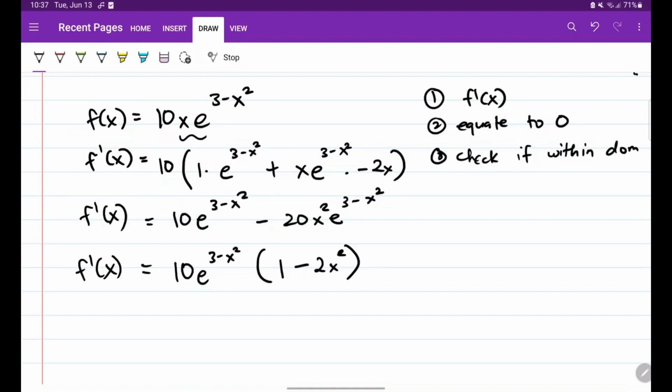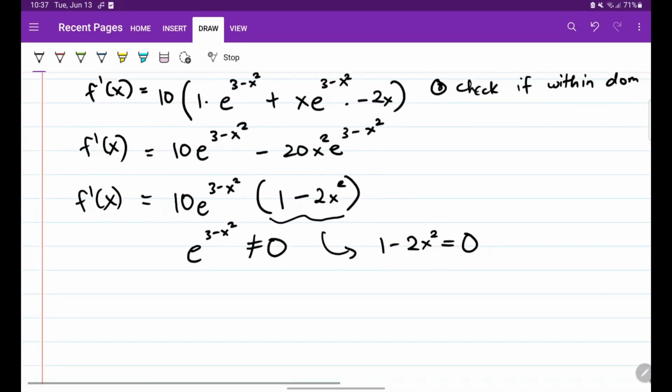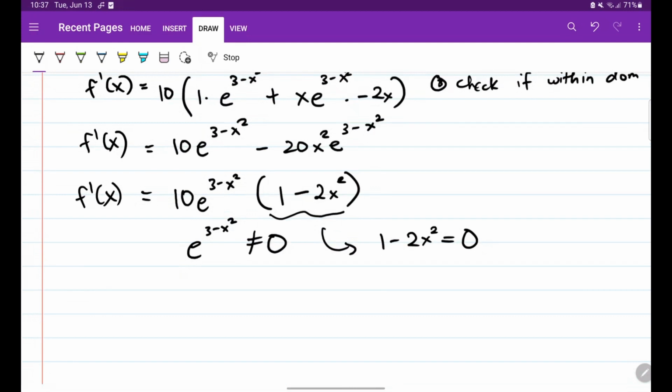So, our next step is to equate this to 0. So, e to the 3 minus x squared can never be 0. Okay? So, this is the part we equate to 0. So, 1 minus 2x squared is equal to 0. And at this point, this is just very straightforward. So, x squared is equal to 1 half, and x is equal to plus or minus 1 over square root of 2. And let's just simplify this. So, x is equal to plus or minus square root of 2 all over 2.